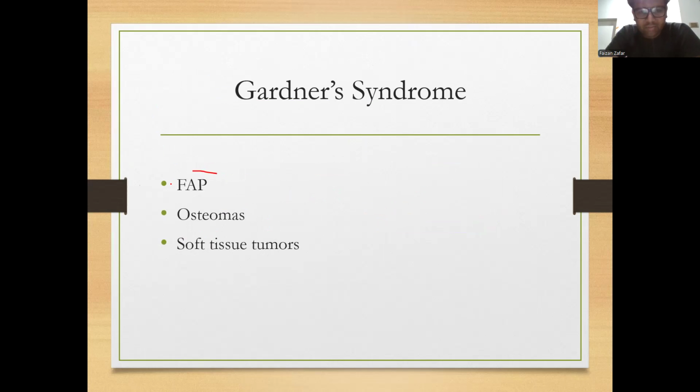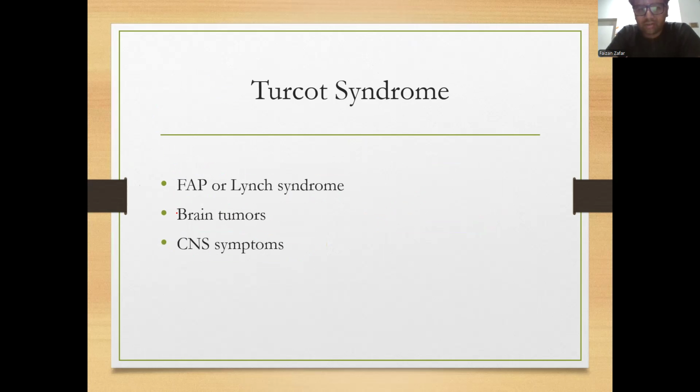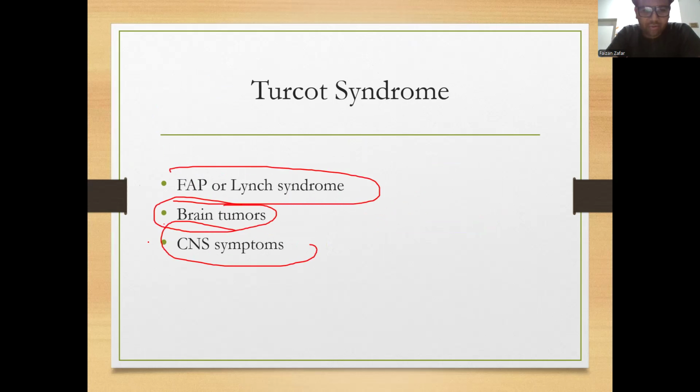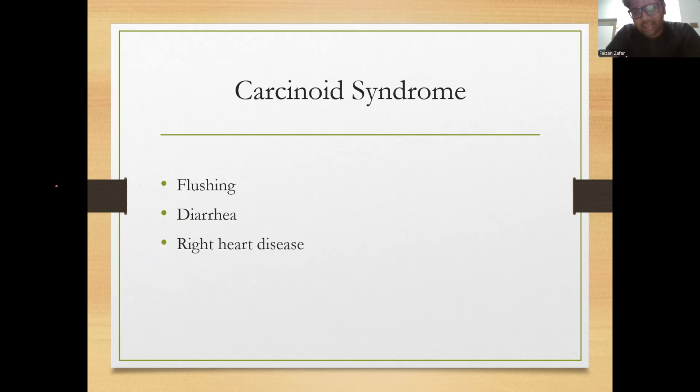Gardner syndrome is FAP plus osteoma, which is a bone tumor, and soft tissue tumors. Turcot syndrome is FAP or Lynch syndrome with brain tumors, so it typically presents with CNS symptoms. Carcinoid syndrome typically presents with flushing, diarrhea, and right-sided heart disease, right-sided valvular involvement.